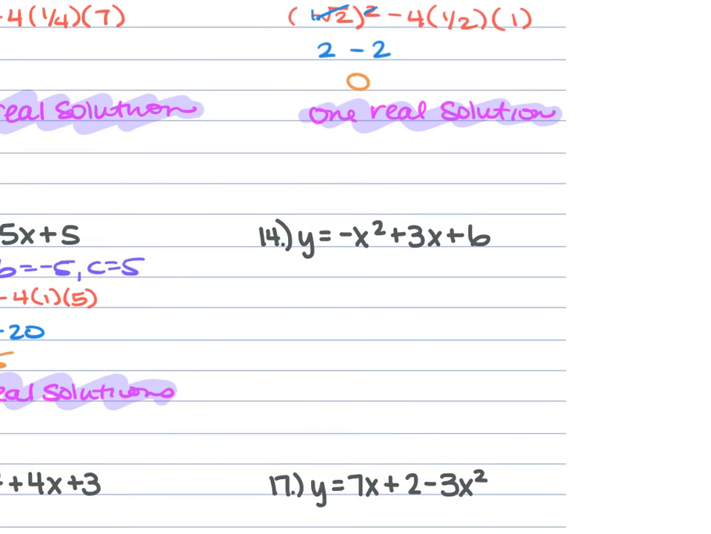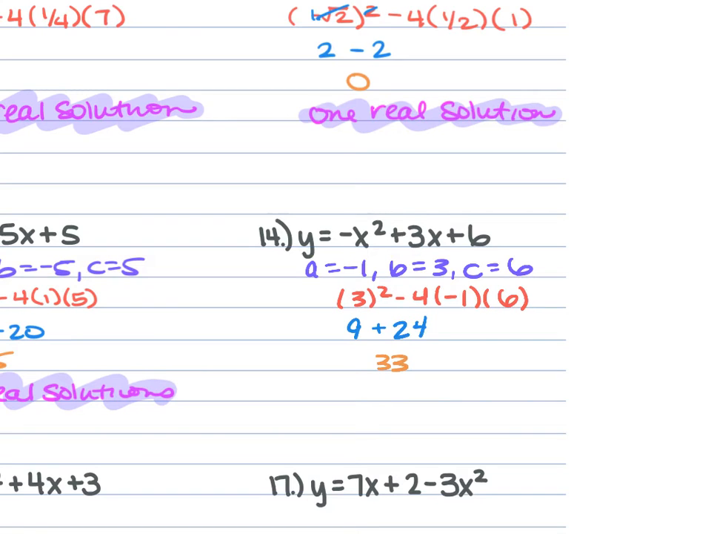For 14, we have y is equal to negative x squared plus 3x plus 6. So our a is negative 1, our b is 3, and our c is 6. So we are going to get b squared, which is 3 squared, minus 4 times a, which is negative 1, times c, which is 6. From here, we're going to have 9 minus 4 times negative 1 is a positive 4, times 6 is 24. So 9 plus 24 is 33. This is a positive number, so we have 2 real solutions.